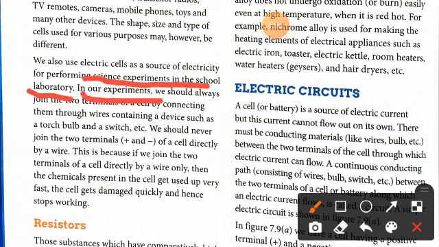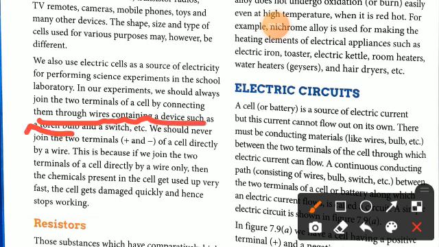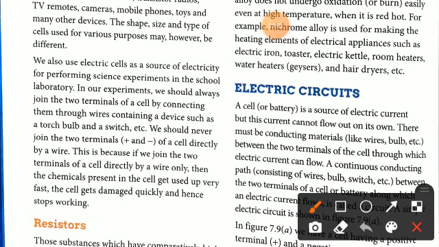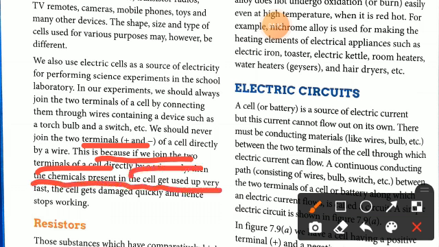In our experiments, we should always join the two terminals of a cell by connecting them through wires containing devices such as a torch bulb and a switch, etc. We should never join the two terminals, meaning positive and negative, of a cell directly by a wire. Why? Because if we join the two terminals of a cell directly by a wire, the chemicals present in the cell get used up very fast. So the cell gets damaged quickly and hence stops working. Clear?